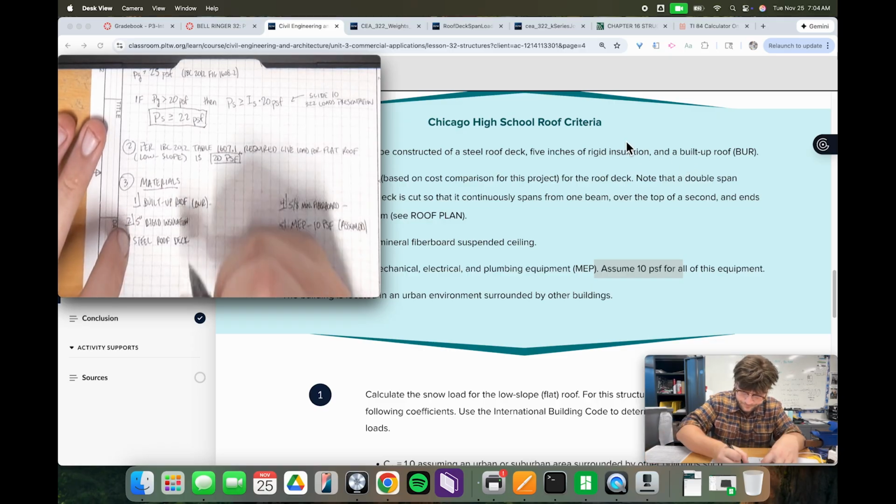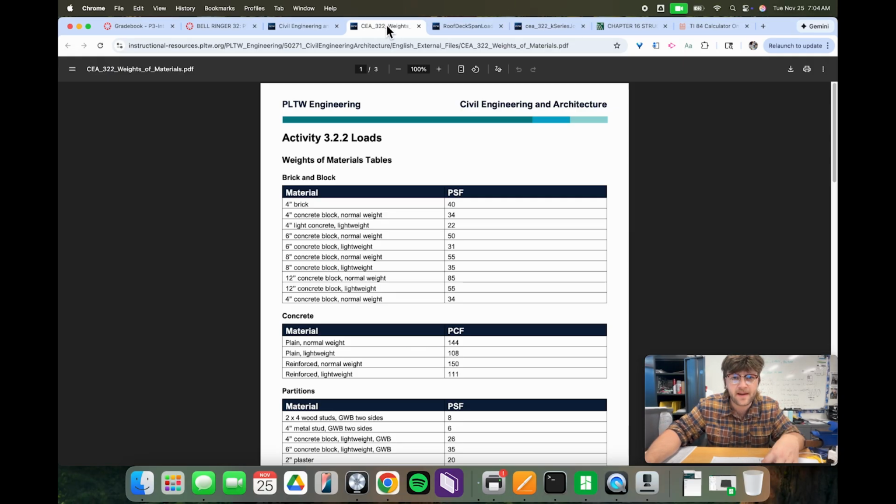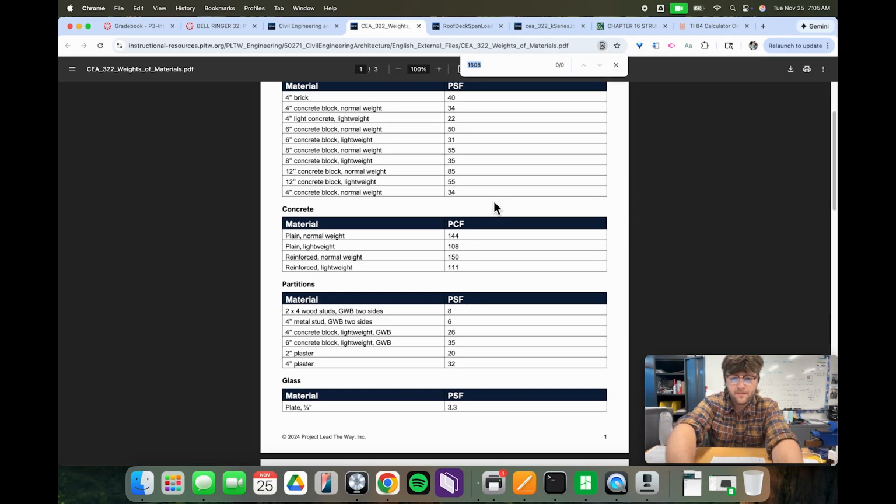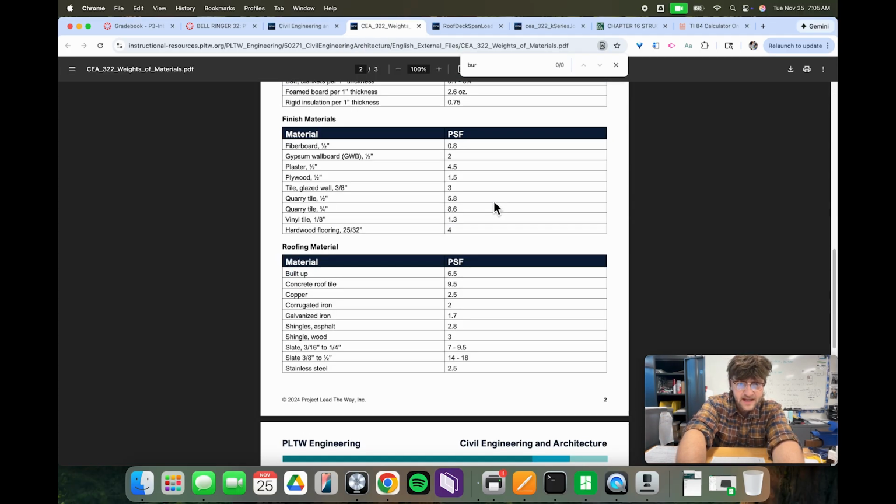Okay. So let's pop into that weight of materials table. And so let's go ahead and start off with the built-up roofs. I'm just going to type in built up. And so as we can see here, roofing material built up. What they tell us for this material is that the PSF is 6.5 PSF. So we're going to go ahead and write down 6.5 PSF on there.